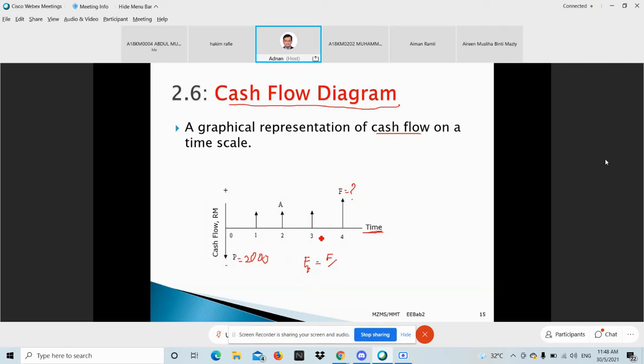I'm given the present value. Okay, I will have my interest and the time period. Okay, so dalam case ni saya nak tahu future value. Okay, principal adalah ataupun present worth 2,000.